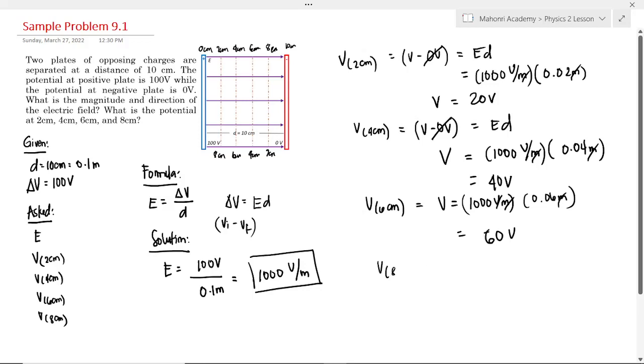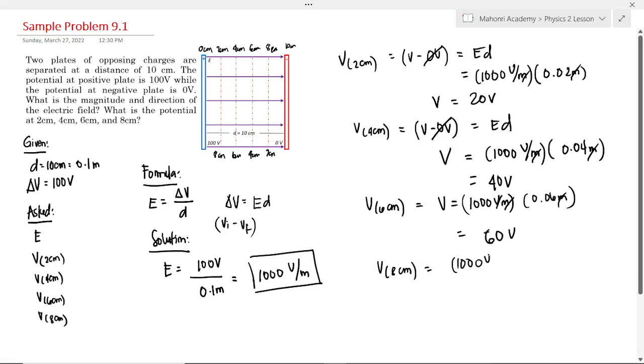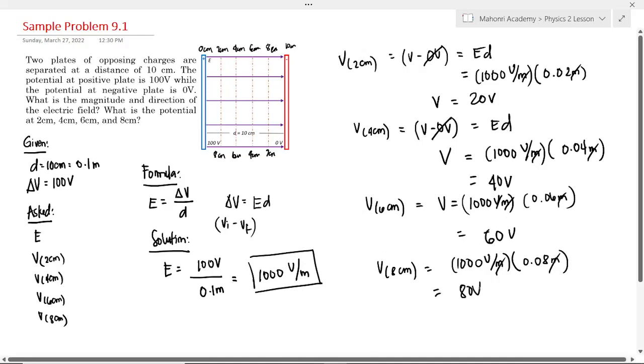And lastly, what is the potential at 8 centimeters? So that's 1000 volts per meter multiplied by 0.08 meters, and that is equal to 80 volts. So that's how you are going to solve this type of problem. Now let's try this next problem.